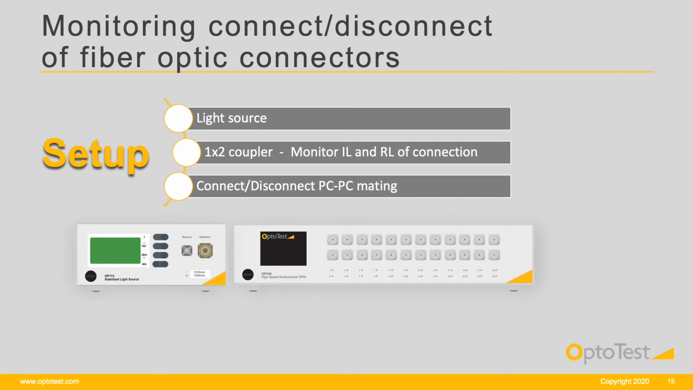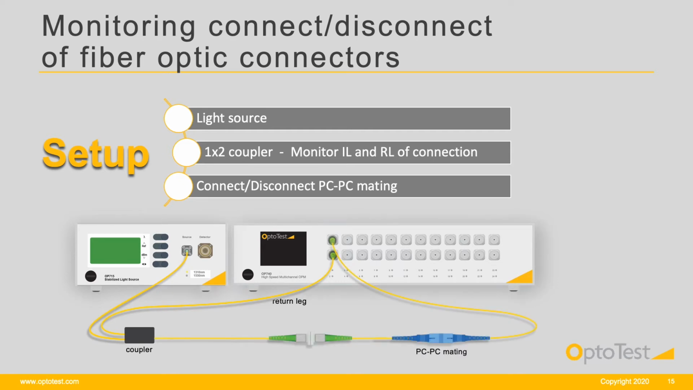To monitor the insertion loss and return loss of a connection, one can implement a 2x1 coupler. One input leg will be connected to the light source, while the second input leg can be used as a return loss monitoring leg. This return loss monitoring leg can be connected to channel 2 of the OP740. The single output port of the coupler will be used to connect the device under test. The output of the device under test is connected to channel 1 of the OP740 to monitor the throughput. Angled connections on the outputs and inputs of the coupler help to minimize stray reflections.